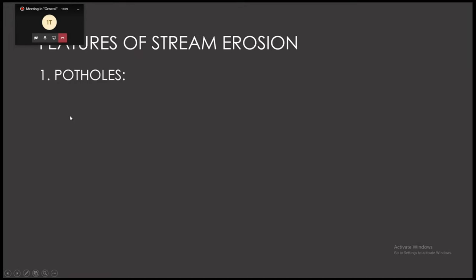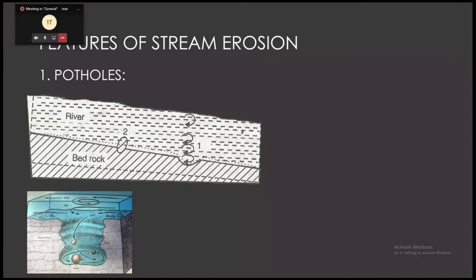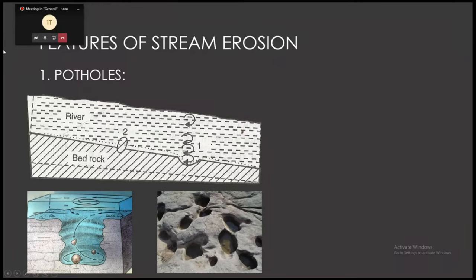So the hydraulic action and the abrasion processes together, at the initial stage of a river, produce one landform or feature. That feature is called potholes. Pothole means the shape of the depression made by the river is something like a pot. I'll tell you how it is happening. This is a river surface through which the water flows, and the region here is bedrock. Bedrock means a solid crystalline or hard rock.